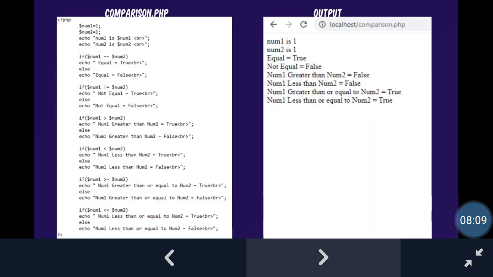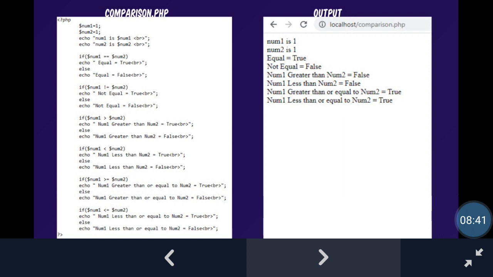Now we have the same program written in Notepad and saved as comparison.php in the htdocs folder. Now for the output purpose, we need to go to the browser and type comparison.php and press enter. What we have on the screen is the output. Let us see now. Num1 is 1, which was initialized to 1. So it is correct. Num2 is 1, which was again initialized to 1. Now we have various operators. Is num1 equal to num2? Equal is equal to true.